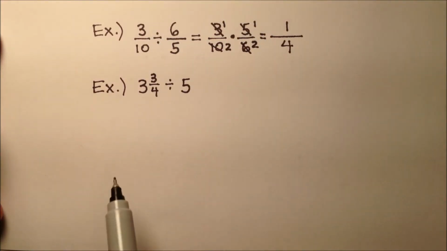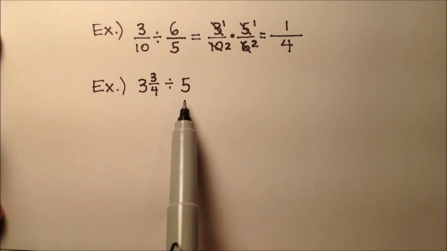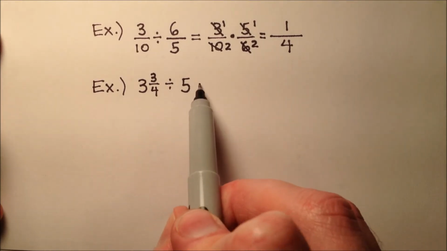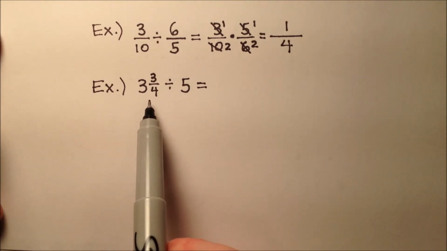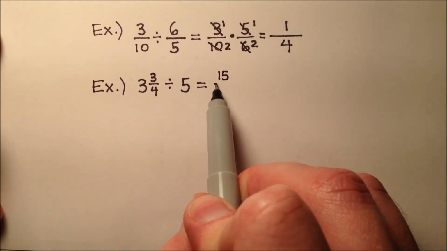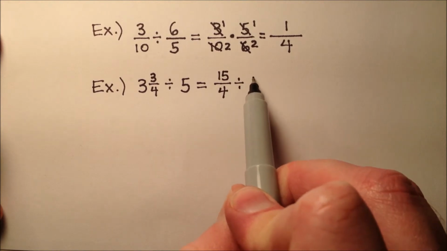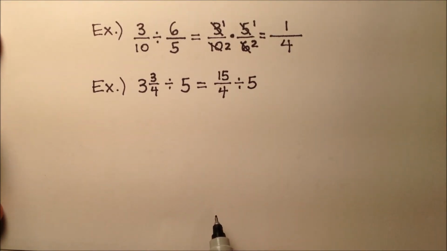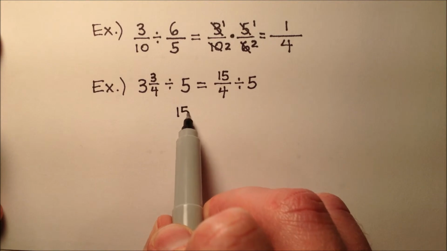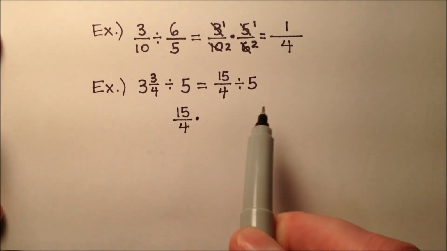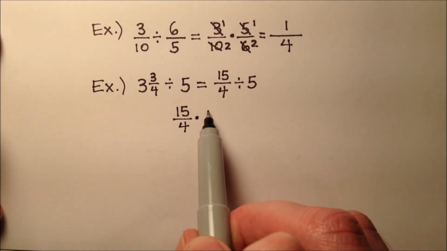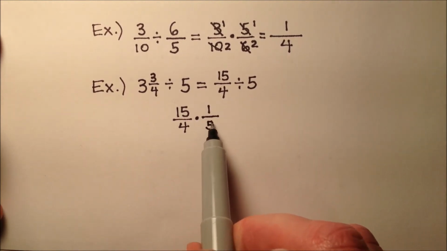In the next example, I'm going to divide a mixed number by a whole number. So similar to our multiplication, we're going to take this mixed number and change it into an improper fraction first. So 3 3/4 becomes 4 times 3 is 12, plus 3 is 15. So 15/4 divided by 5. Well, following our protocol from copy dot flip, our 15/4 will get copied. We'll put a dot for multiplication, and this 5 will get flipped, or we take the reciprocal of it. The reciprocal of a whole number is going to be 1 over that whole number.